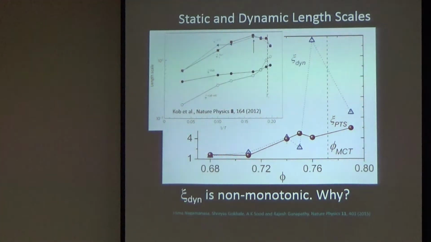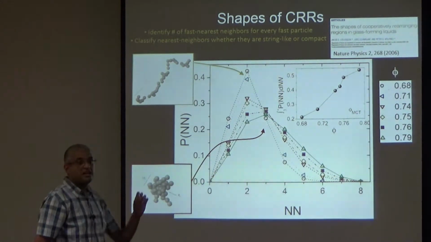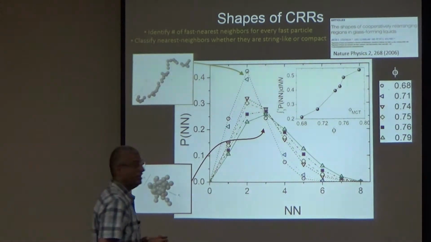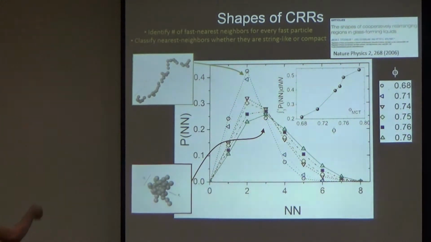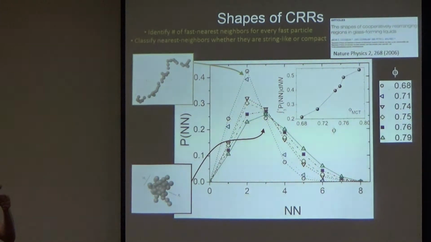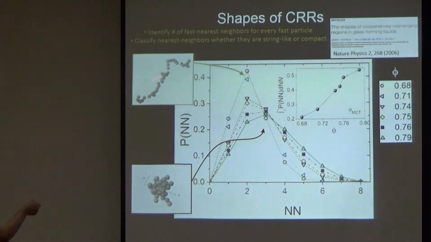One more thing, it was seen in simulations earlier, before us. But the thing that we did is that across the dynamic crossover, I told you that RFOT predicts a change in the shape of these mobile particles, right? So what we did is to look at all the mobile particles. You can look at each colloid, ask how much it moved, and cluster them in space. What I'm showing you is the number of nearest neighbors for a fast particle.